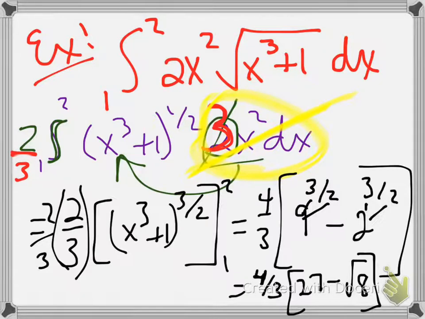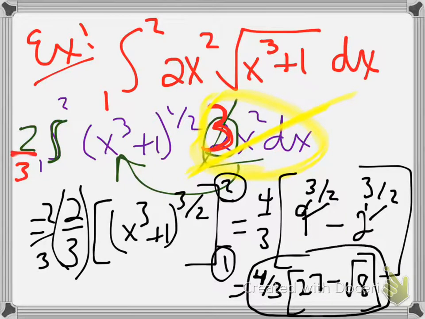And you probably want to double check me and make sure that I plugged everything in correctly. But let's see. When we plugged in 2, we had 8 plus 1, which was 9. And when we plugged in 1, we had 1 plus 1, which was 2. So I'm going to leave this just like that so we don't mess anything up. And that's going to be the answer. That's okay. Sometimes you do get some crazy answers.